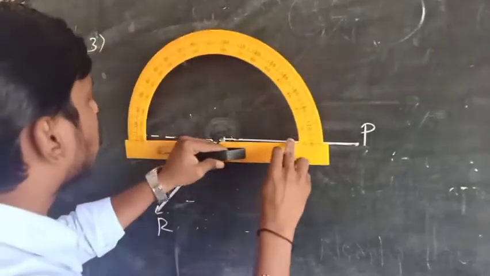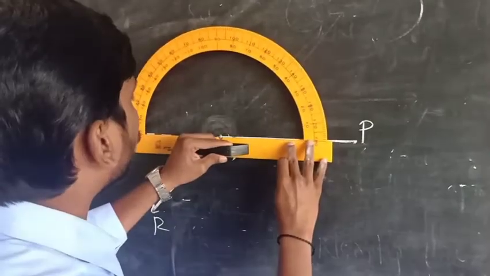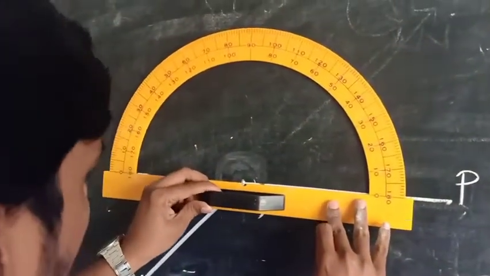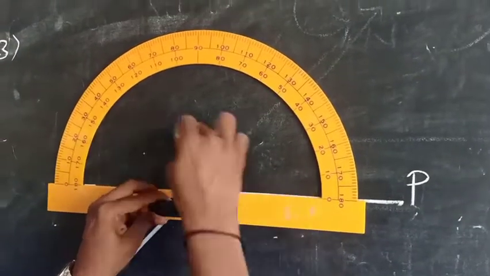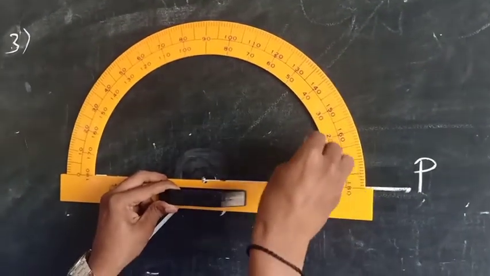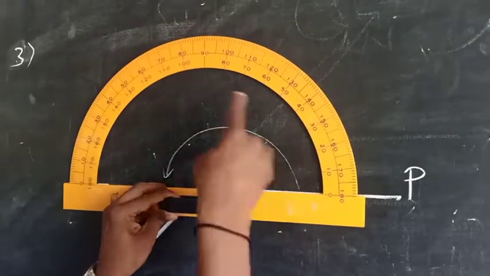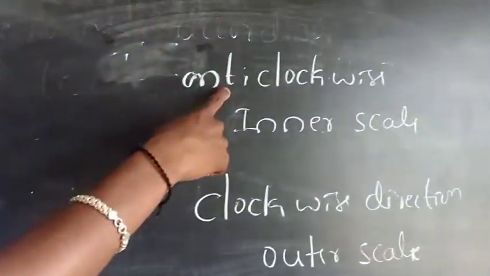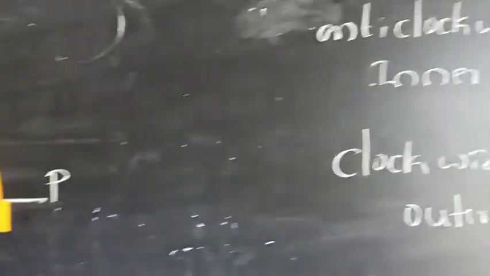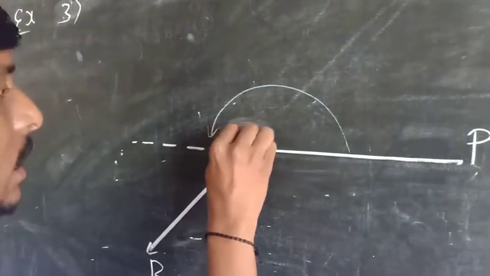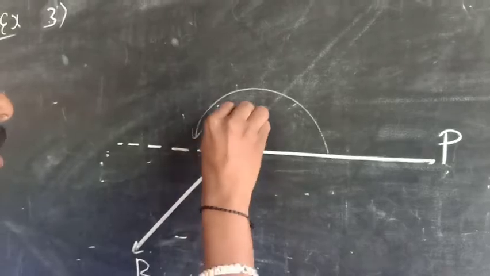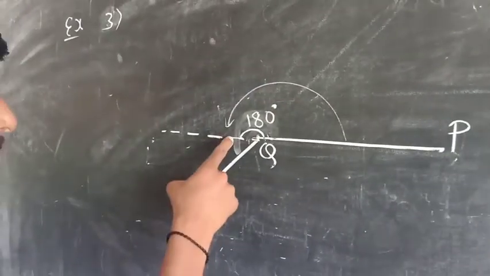See here. Put a central point on the vertex Q. So check it. Total how much degree is it? This is it moves from this direction. This direction means which direction? Anti-clockwise direction. Anti-clockwise direction means which scale? Inner scale. So now this is 180 degrees there. Still remaining this angle.